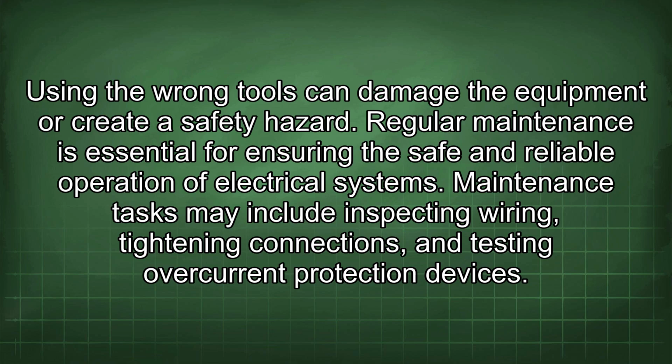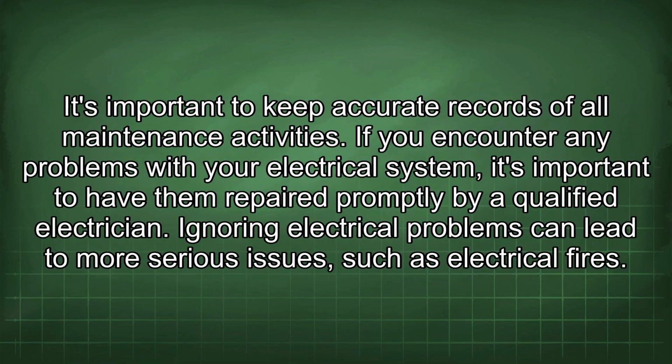Regular maintenance is essential for ensuring the safe and reliable operation of electrical systems. Maintenance tasks may include inspecting wiring, tightening connections, and testing overcurrent protection devices. It's important to keep accurate records of all maintenance activities. If you encounter any problems with your electrical system, it's important to have them repaired promptly by a qualified electrician. Ignoring electrical problems can lead to more serious issues, such as electrical fires.